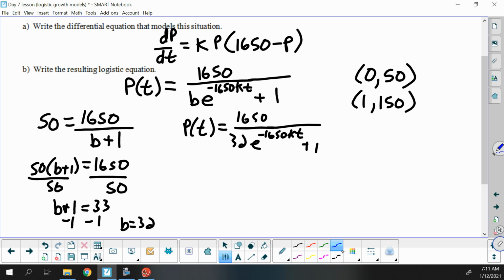Well, now let's use the other point, 1 comma 150. So 150 will go here. We'll have 1650 over 32 e. If we put the 1 in for t, this will just give us minus 1650k up here, and then plus 1.